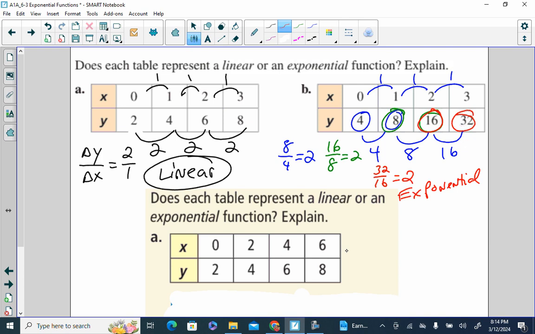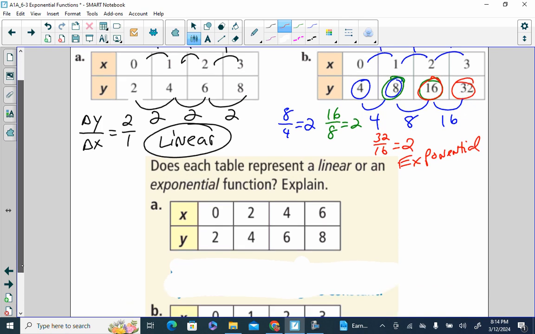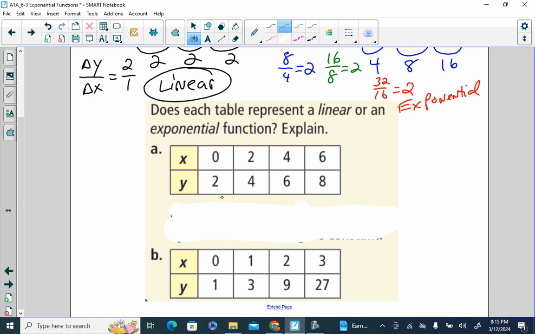When we look at example C, or this table here, we have difference of 2, difference of 2, difference of 2, difference of 2, difference of 2, difference of 2. Once again, the ratios are constant. The ratio of the change in y to the change in x is constant. 2 over 2, which equals 1. We know that that's linear.